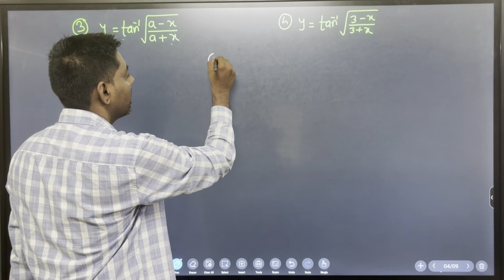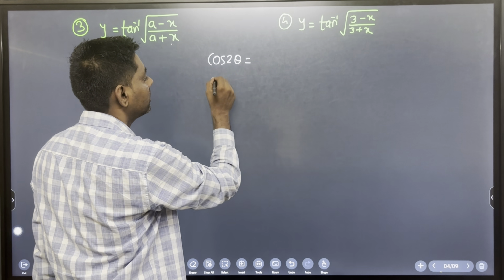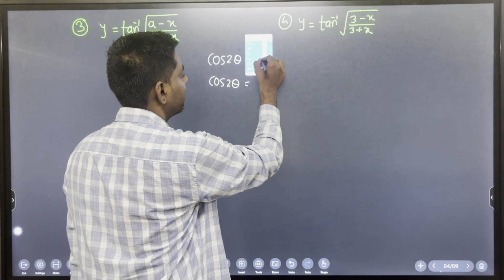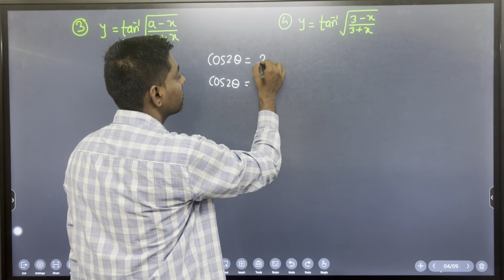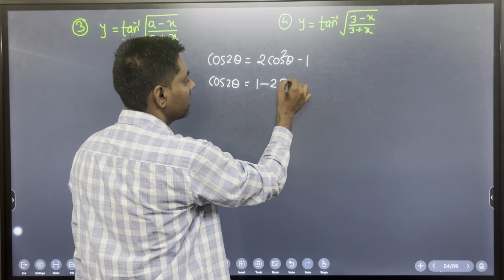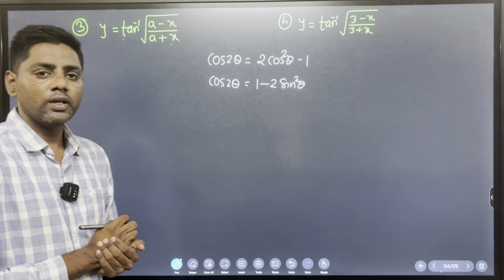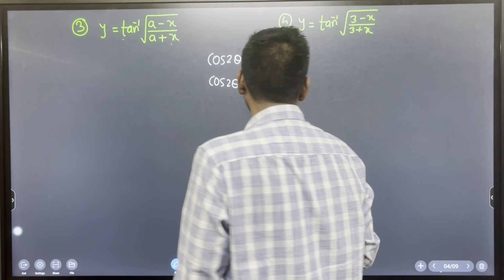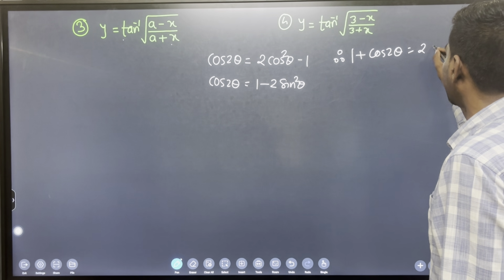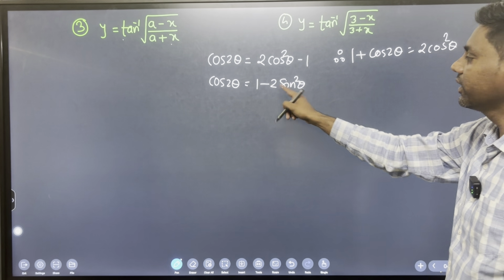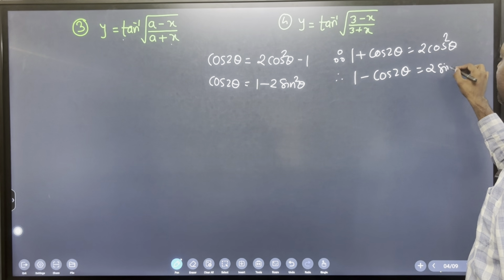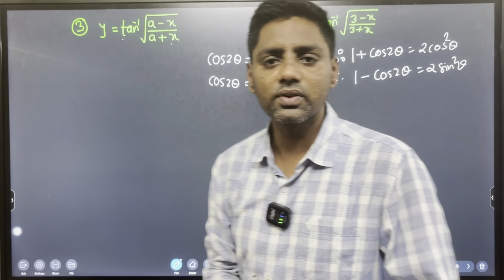So remember the two formulas for cos 2 theta in terms of sine and cos. In terms of cos, it is 2 times cos square theta minus 1. In terms of sine, it is 1 minus 2 times sine square theta. Therefore from here we get 1 plus cos 2 theta equal to 2 times cos square theta, remember that. And here we get 1 minus cos 2 theta equal to 2 times sine square theta. By using these formulas we can select the substitutions.